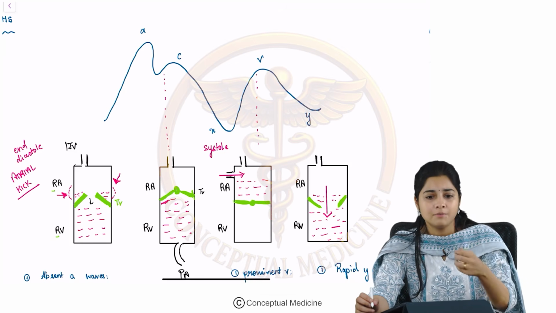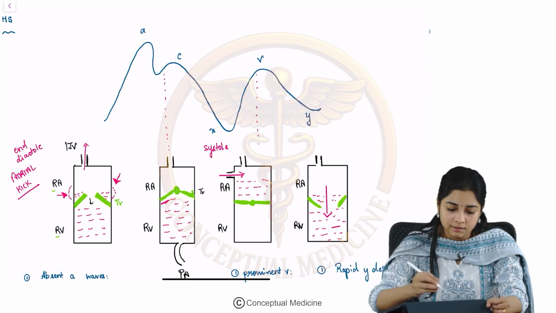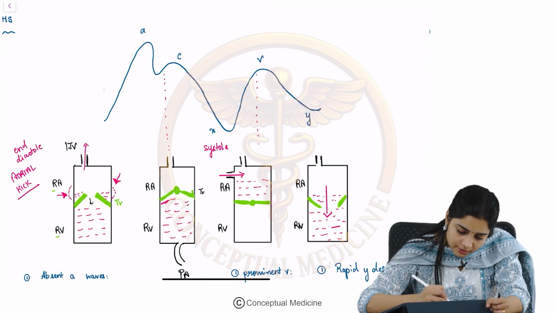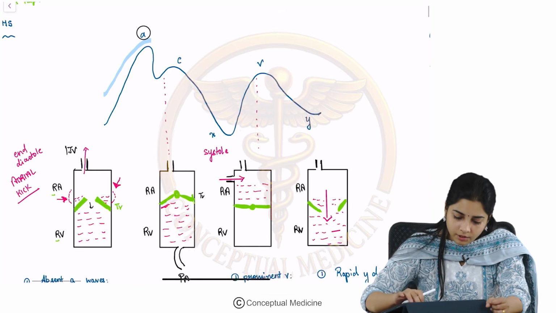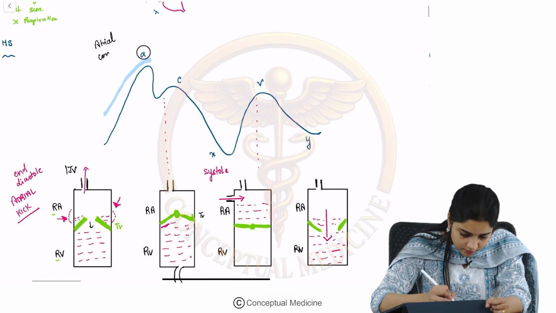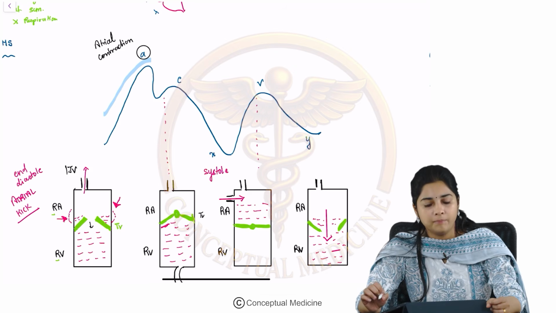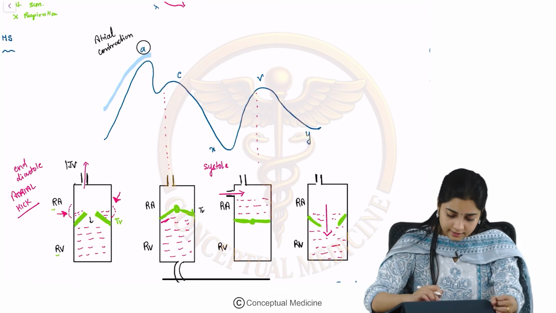So, when the atrium contracts, don't you feel that the pressure wave will be transmitted to the JVP and it appears as the first positive wave, which is nothing but your A wave, right? So, what is the A wave due to? The A wave is due to atrial contraction or the atrial systole. Okay, fine. Now, let us look at what happens in the next portion.